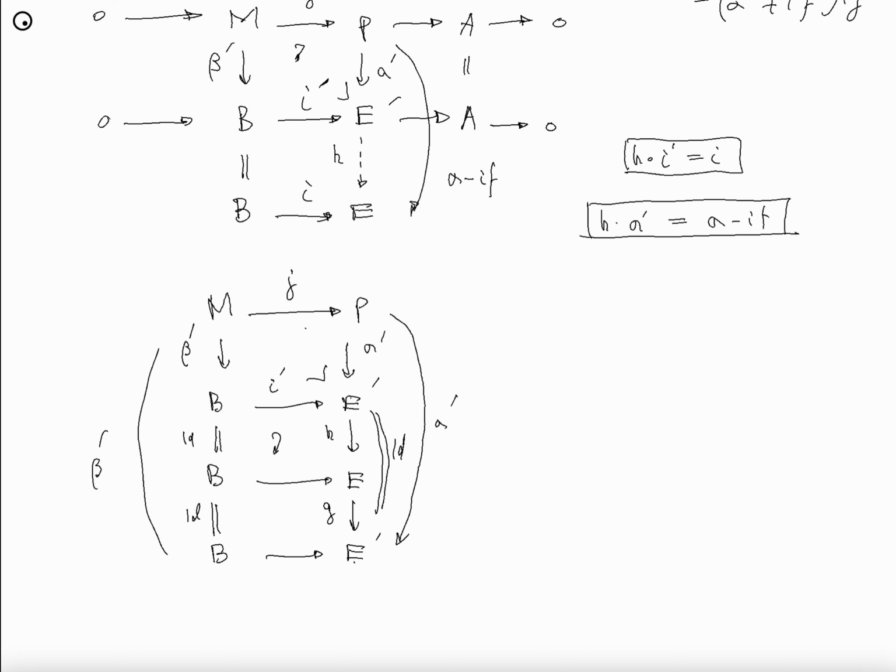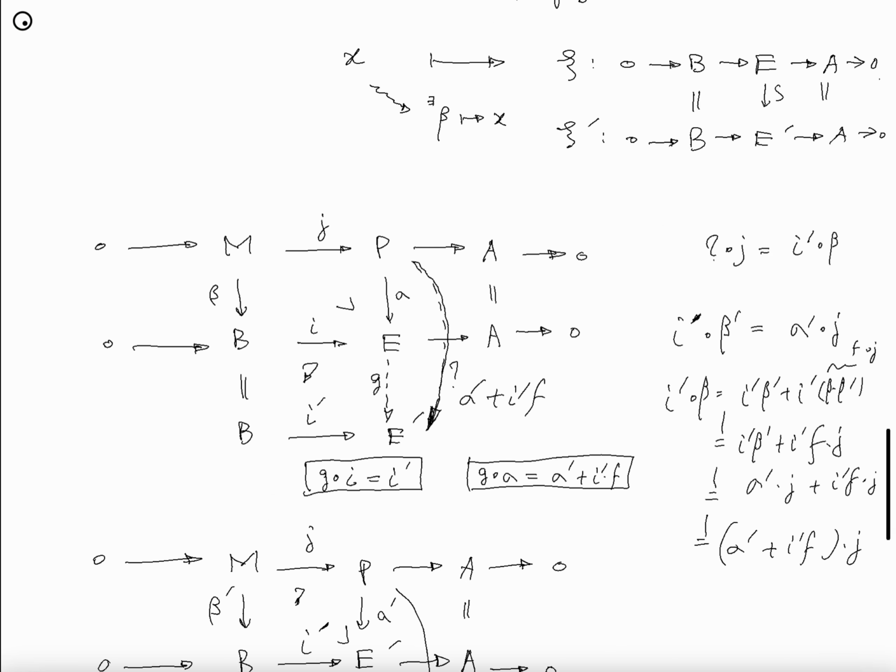But on the other hand, you also have this composition of J and H. This will tell you that J compose H is identity. And similarly, H compose J is also identity. These two put together will tell you this is an isomorphism. So the question left to check is why J compose H compose sigma prime equals sigma prime. This comes from the computation we have done here.